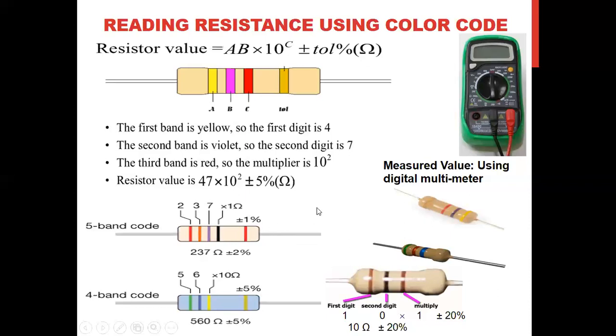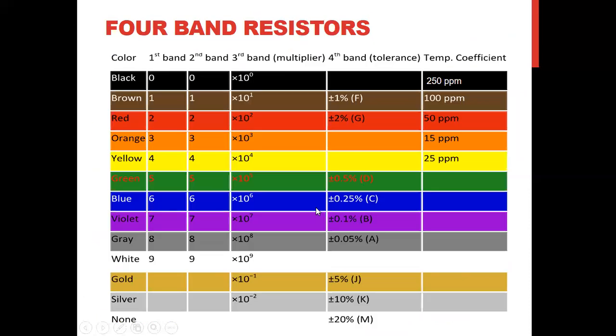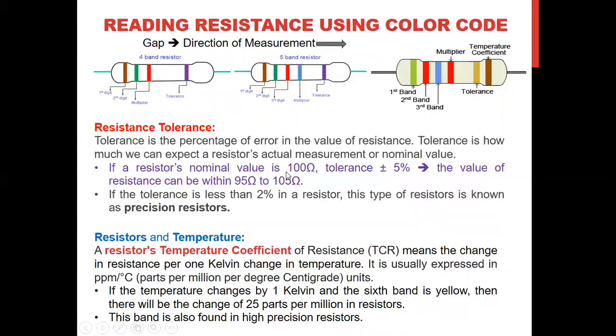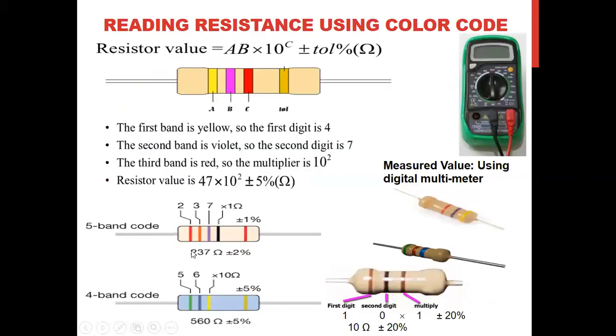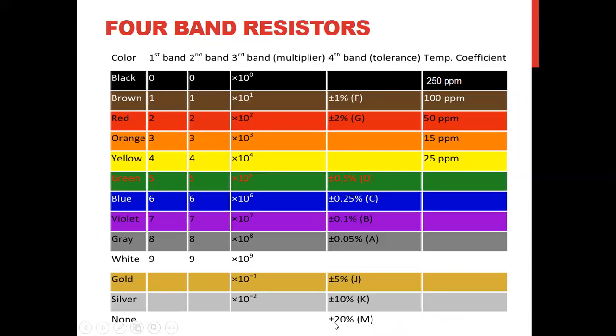Plus minus 2%. So this one is plus minus 2%. There is also the 3 band. What is the 3 band? It is actually the 4 band, but only 3 stripes are there. The fourth one is missing. Fourth one missing means none. None means the tolerance will be plus minus 20%.